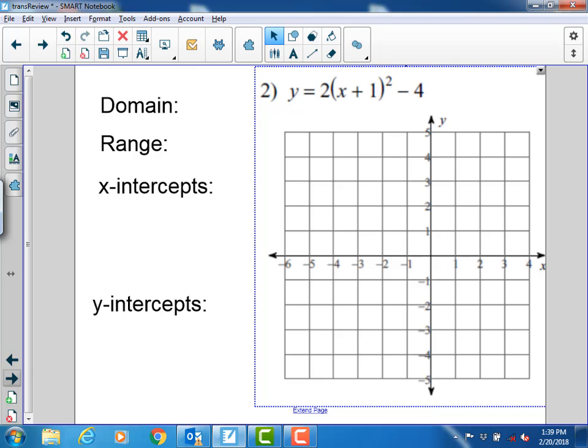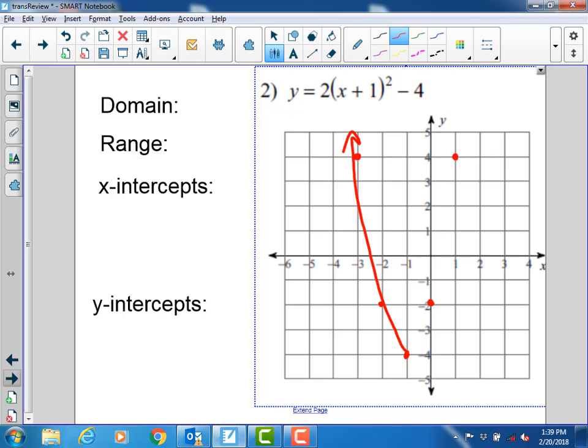All right, so with this problem, notice we have a stretch factor of 2, so we're going to have to do things a little differently. Our vertex is located at (-1, -4). So remember, inside lies, the outside tells the truth. And we use our stretch factor to go over 1 up 2. Then we'll go over 2 up 8. And that's all the points we can plot.